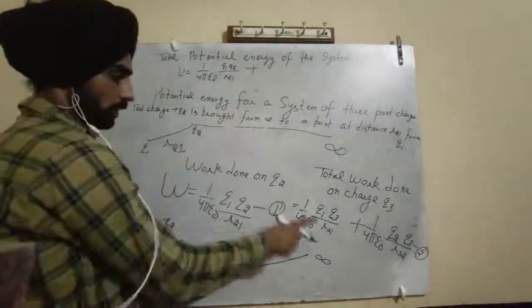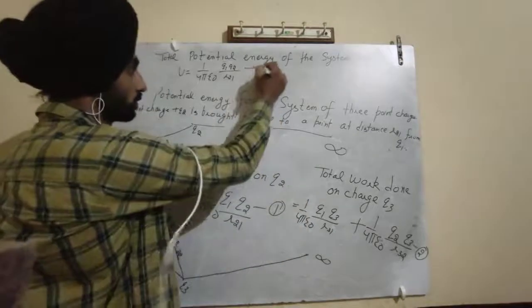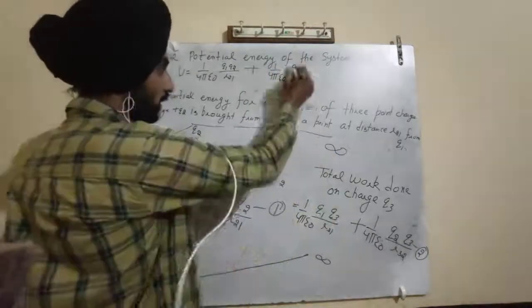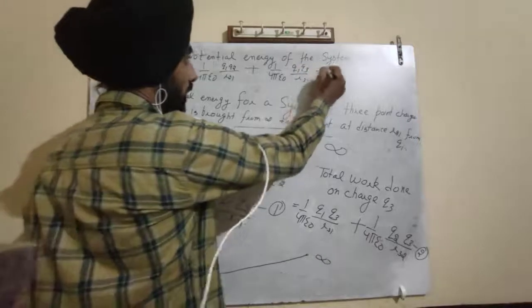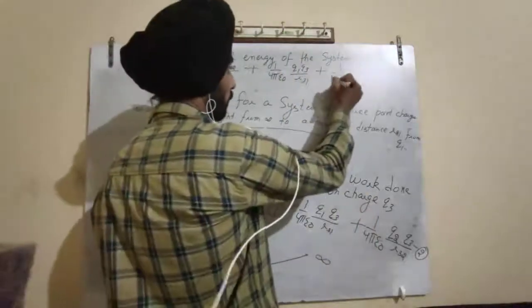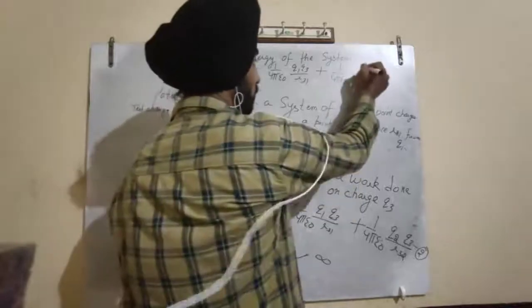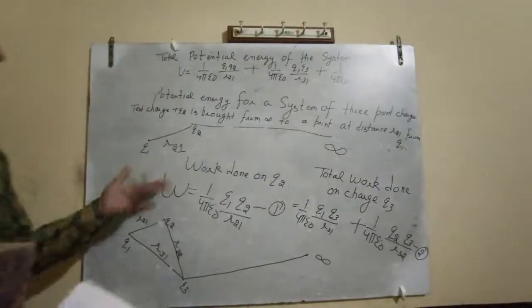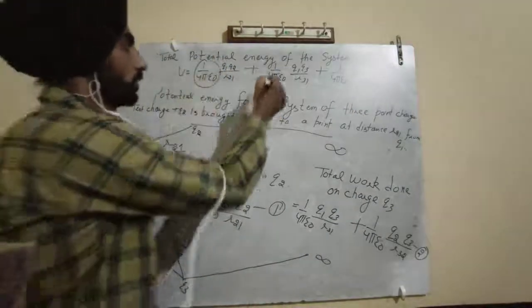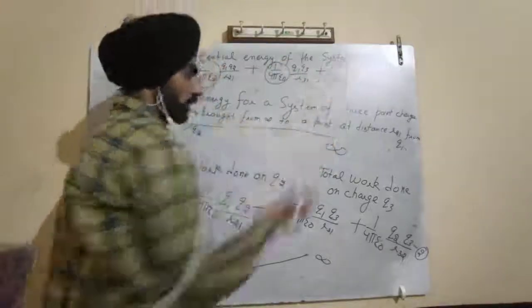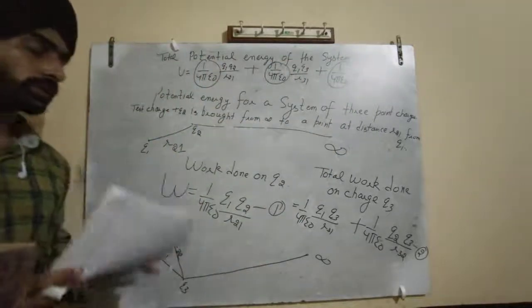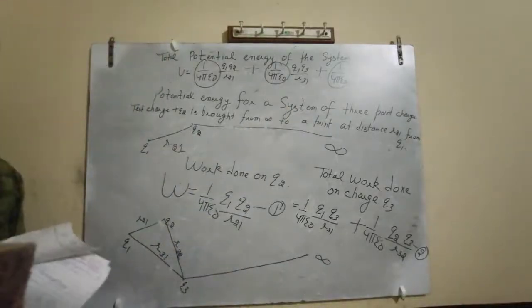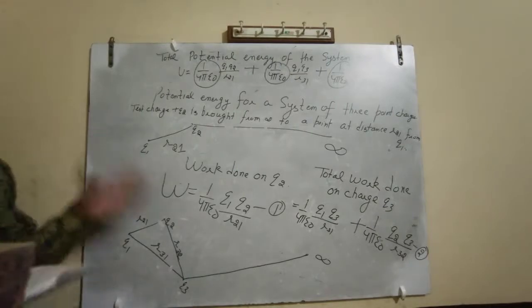1 upon 4 pi epsilon naught. This is work done on Q3, Q1 Q3 upon R31, plus this also, 1 upon 4 pi epsilon naught Q2 Q3 upon R32. So make the constant terms outside. This is common, this is common, and this is common. You can take them outside. And this is the expression of potential energy for a system consisting of 3-point charges. So we have derived the potential energy for a system of 2-point charges and for a system of 3-point charges.